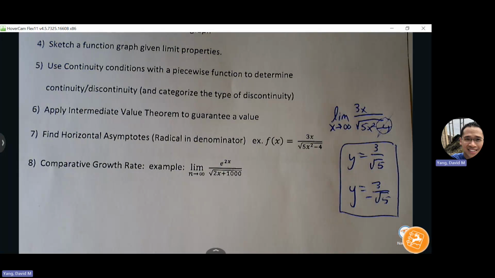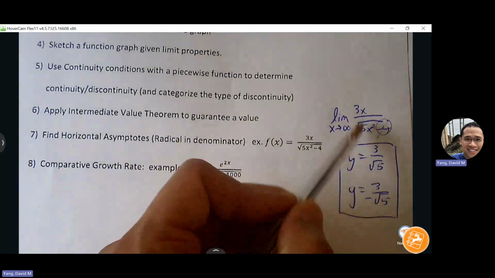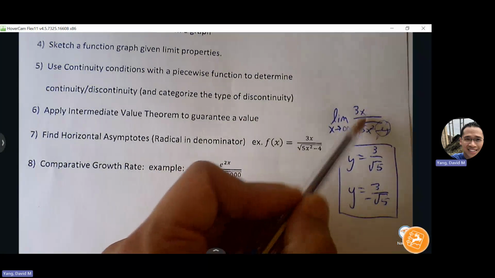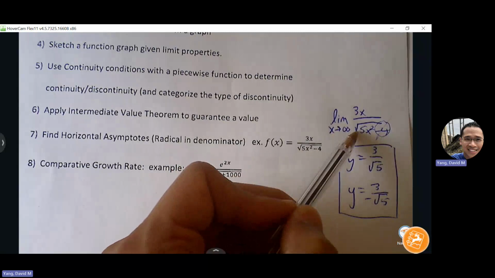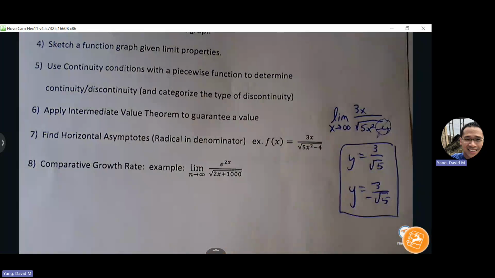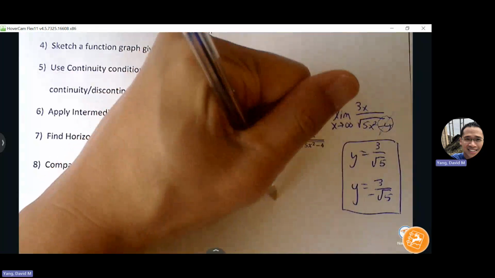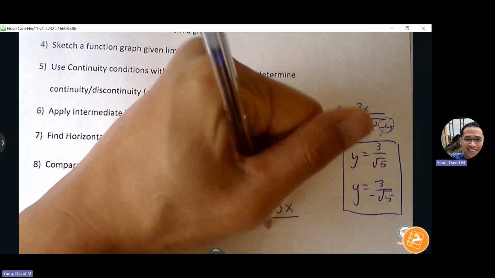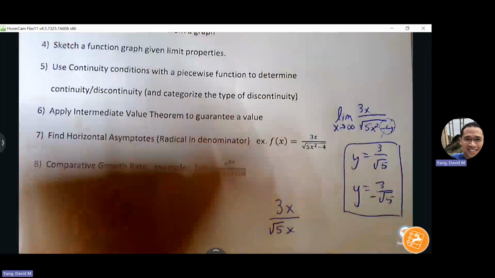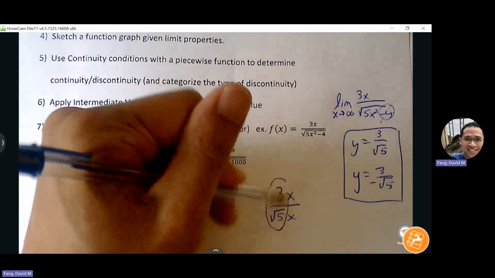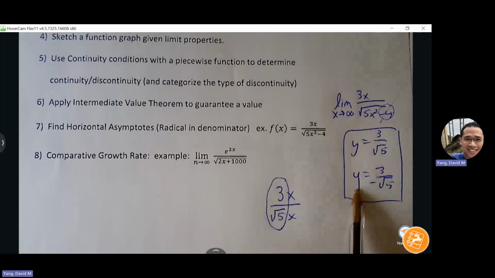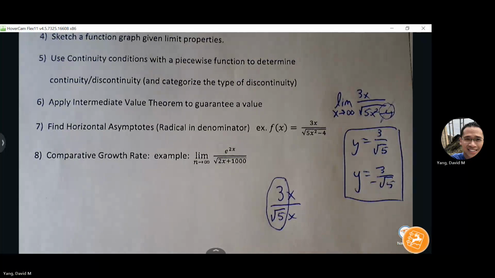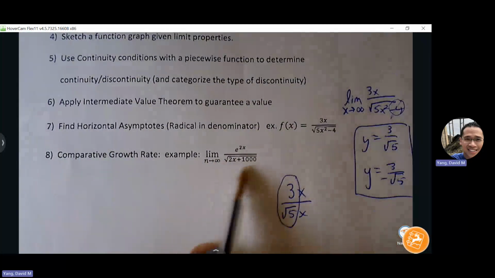You take the x's out too. Right, we just take the ratio of the coefficients because x and x squared are the same degree because of the square root. So we just take the ratio of the coefficients, which is 3 over root 5. If I clean this up, it's really 3x divided by root 5x. The degrees are the same, so I just take the ratio of the coefficients. But it's radical, so I know there's a split asymptote. And then you'll see a comparative growth rate like this.